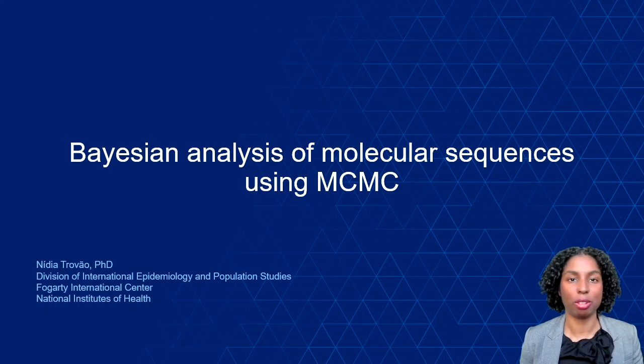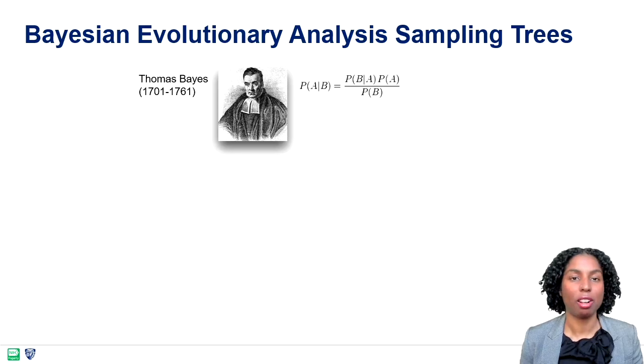In this session, we will cover Bayesian analysis of molecular sequences using the Markov chain Monte Carlo algorithms. All the concepts covered in the earlier sessions are integrated in one particular statistical Bayesian package called Bayesian Evolutionary Analysis Sampling Trees, abbreviated BEAST. BEAST is based on the theorem proposed by Reverend Thomas Bayes.